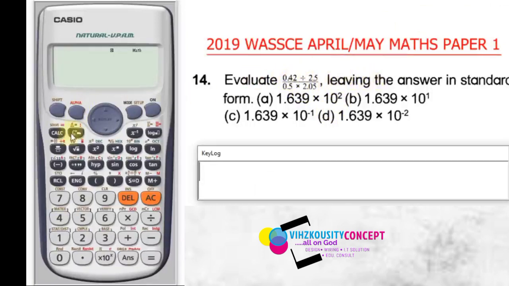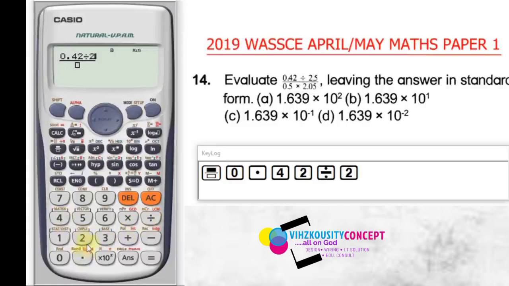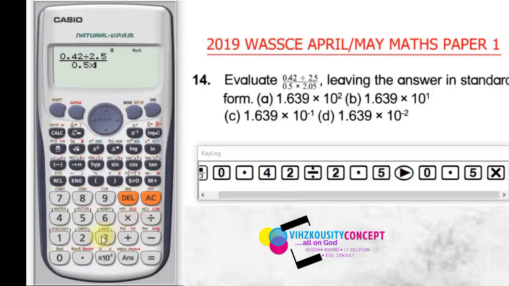So here, I want to press my fraction, and then on the numerator, I have 0.42 divided by 2.5. That's all there is to the numerator, and I press the forward button to go to the denominator, and I have 0.5 times 2.05. And to check that I'm correct, I'll just check what I'm putting into the calculator with what I was given in the question, and I think I'm okay.